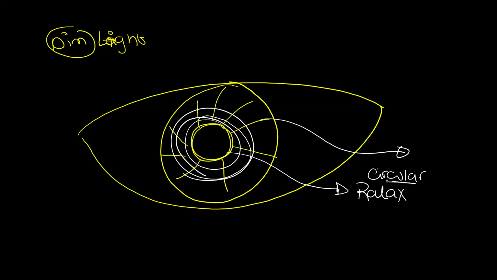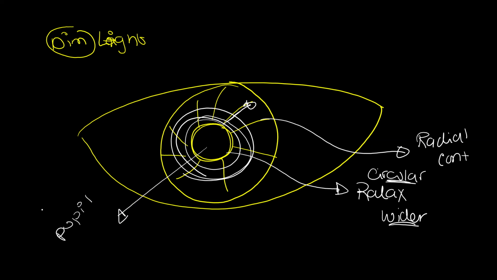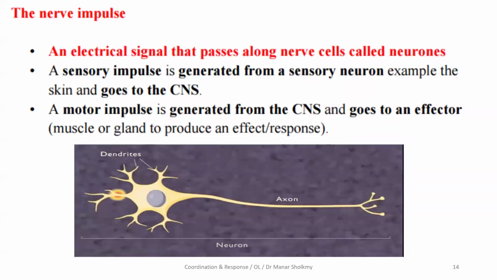Yes, very good. So the circular muscles will relax and they will become wider, okay? And the radial muscles will contract because they are antagonistic. When the radial muscles contract, by the way, they pull the circular muscles and they make it wider. So now your pupil is very wide. You have a wide pupil so that as much light can enter into your eyes and you are trying to see as best as you can. So this is called the pupil reflex.